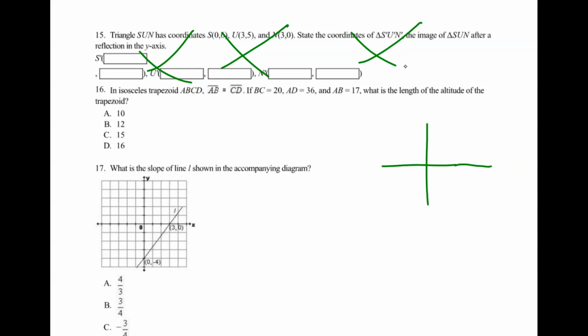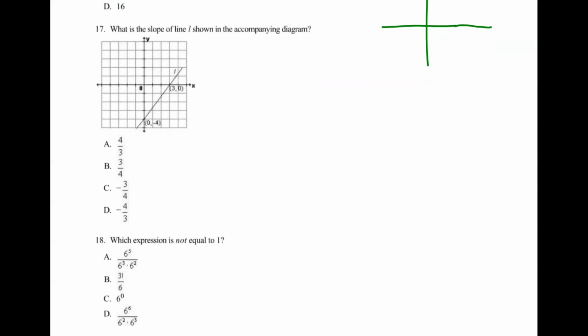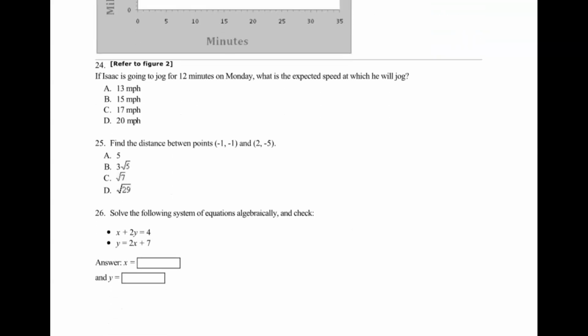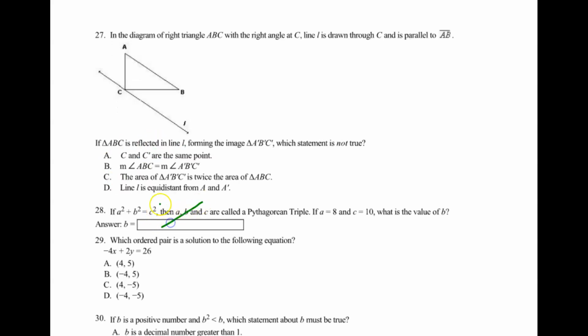For 16 through 30, I want you to skip 16, so don't do 16. Don't do 25, and don't do 28. Okay, the rest of it you should be able to do, or at least make a good attempt at. Okay, so for the next 15, 16 through 30, don't do 16, 25, and 28.